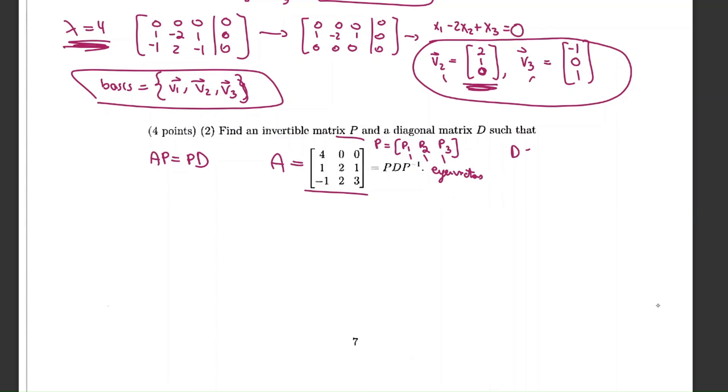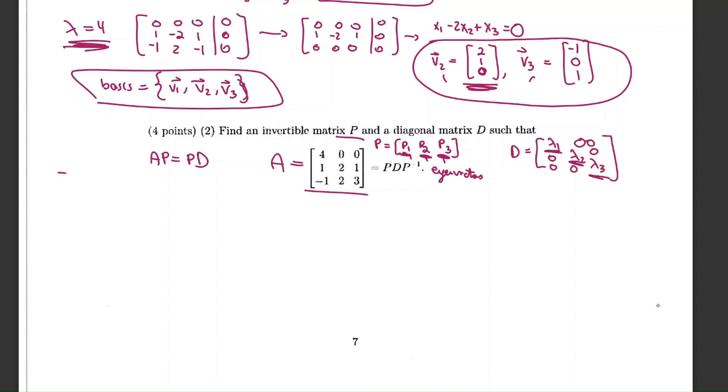And D is a diagonal matrix with lambda 1, lambda 2, lambda 3, and all the other entries are zeros. So all the entries that are not on the diagonal are 0. And the important thing to realize is that these have to correspond. So the lambda 1 has to correspond to P1, the lambda 2 has to correspond to P2, and lambda 3 with P3. So those eigenvectors must correspond to the right eigenvalues.